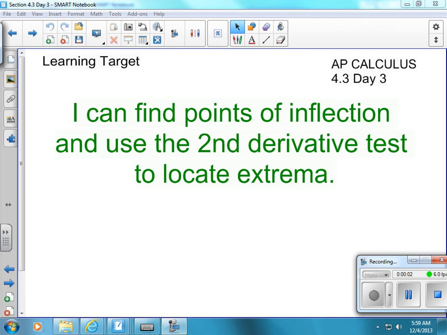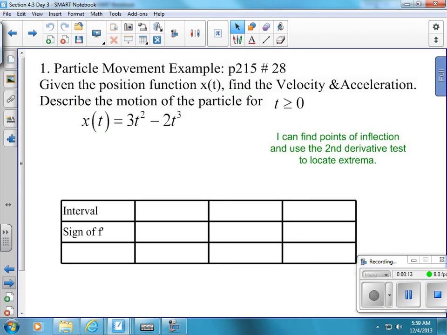Today we're looking at section 4.3, day 3. We're still finding points of inflection. We're still using the second derivative test to locate extrema. But today we're going to focus on particle motion.